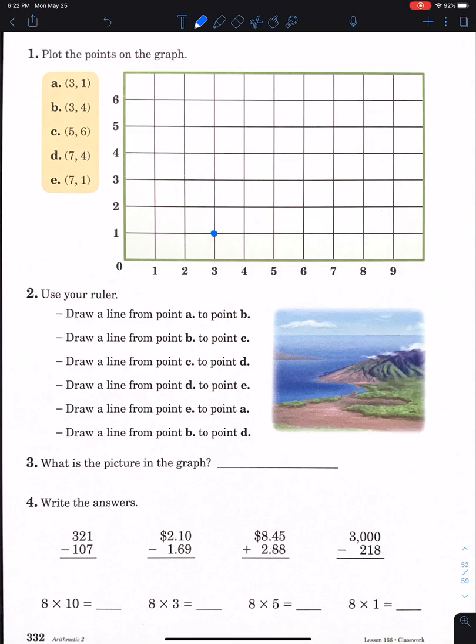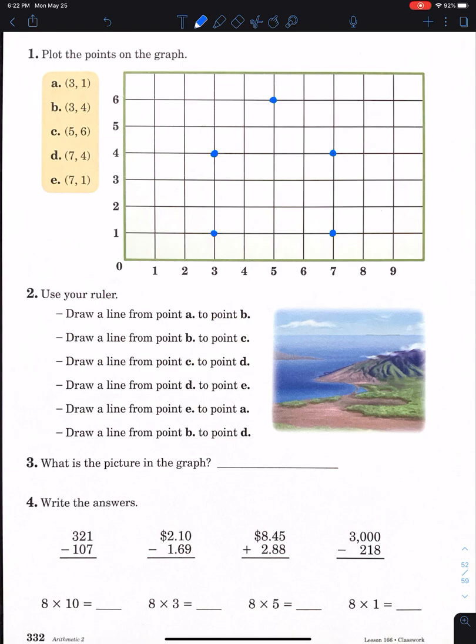The next one is 3, 4. So again, we go to the 3, but this time we go up to the 4th point. Then we have 5, and we're going up to 6. So we come across to the 5, straight up to the 6, and then 7 across, 4 up. All right, and then 7, 1. So across 7, up 1.